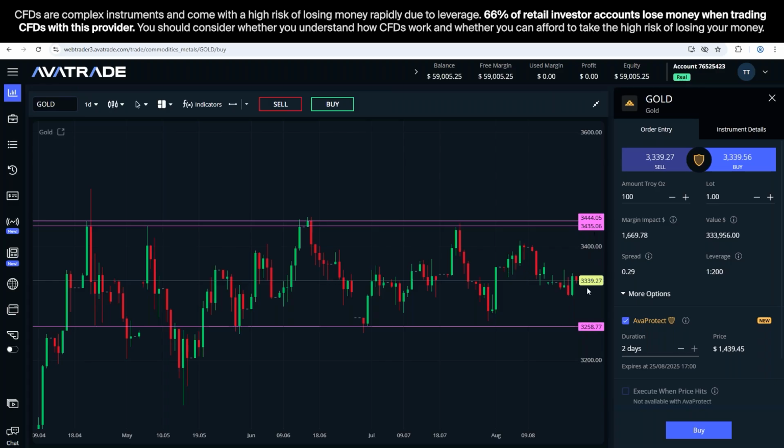It's almost $100 an ounce from where the price is now to that resistance. So 100 times 100 is a lot more potential profit just to this resistance level, without having to break it, than what I'm paying for the protection.